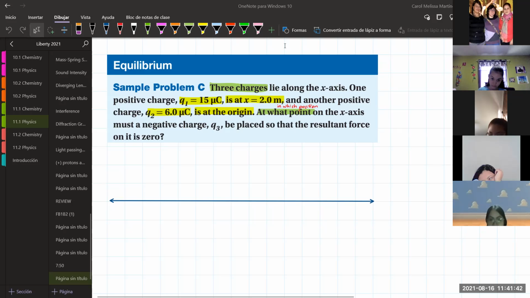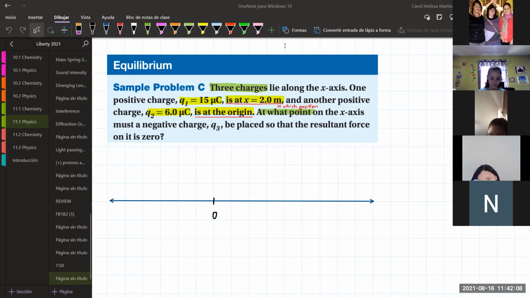So for an x-axis, I will need to place the origin, which is my point 0, and I need to place the position 2. And why the position 2? Because those are the two positions that are indicated here in the word problem. It says that one charge is at the origin and the other one is at x equals 2 meters, okay? So I say that this is 1 meter and this is 2 meters, okay?